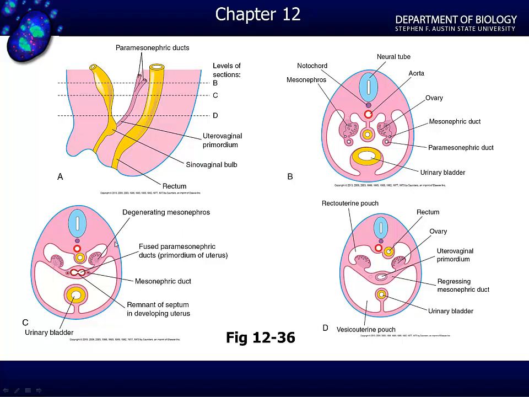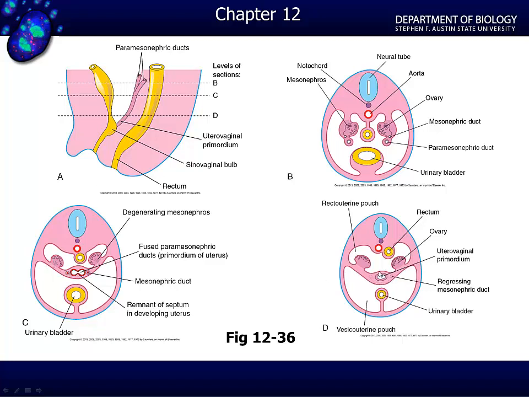And so as we do that, let's step down to level C. You see we're at that fused portion. So now we can see our degenerating mesonephros. We have now fused our paramesonephric ducts together, and degenerating mesonephric ducts. I know that sounds kind of the same. It's easier to say Müllerian and Wolffian. It really distinguishes those two. But you see we pull them together, and a little bit lower down, we can see it even better.